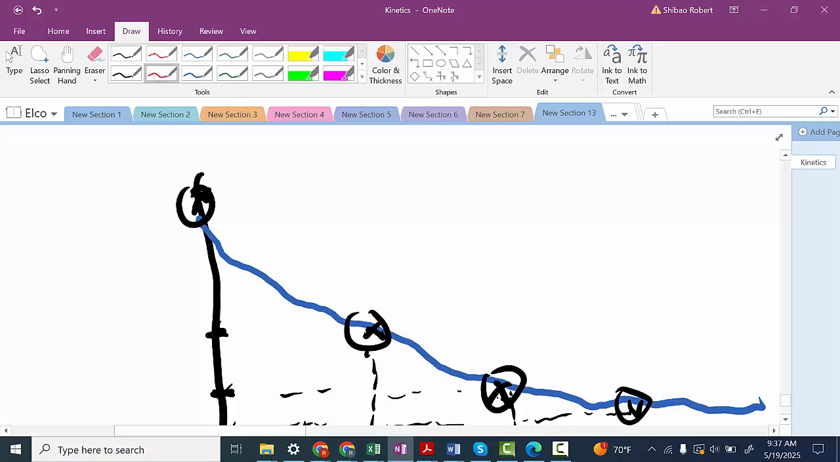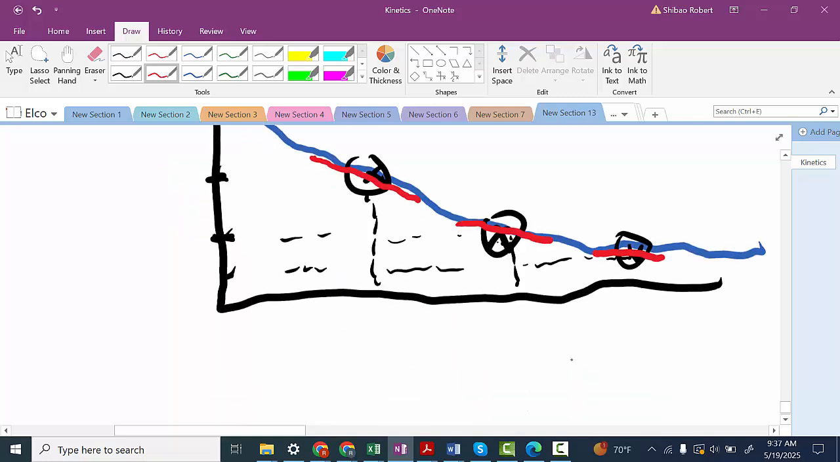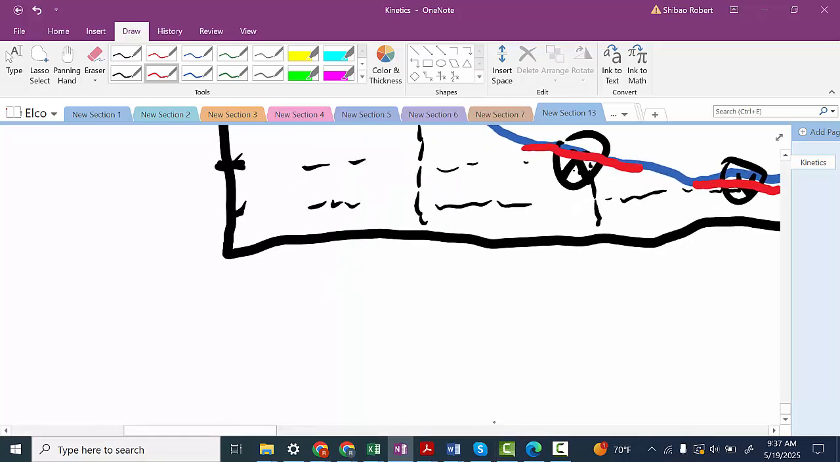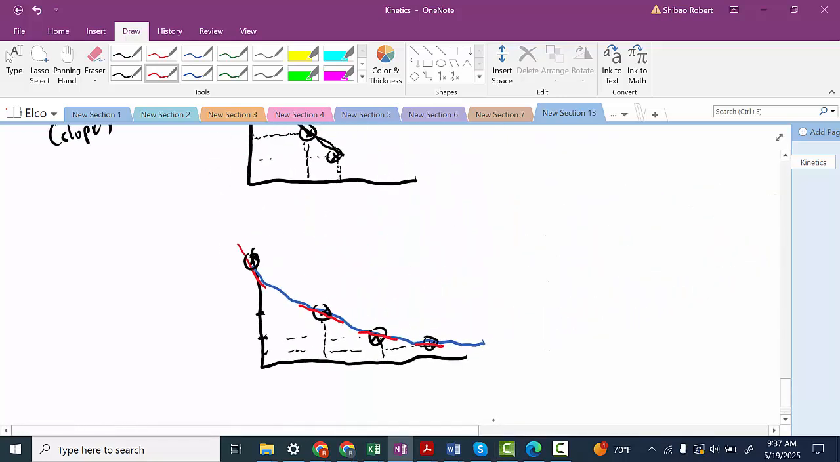Initially the slope is, let's say, this. And then we see the slope gets cut like this, and then the slope gets cut like this, and then gradually gets less and less steep. So an interesting thing happens.